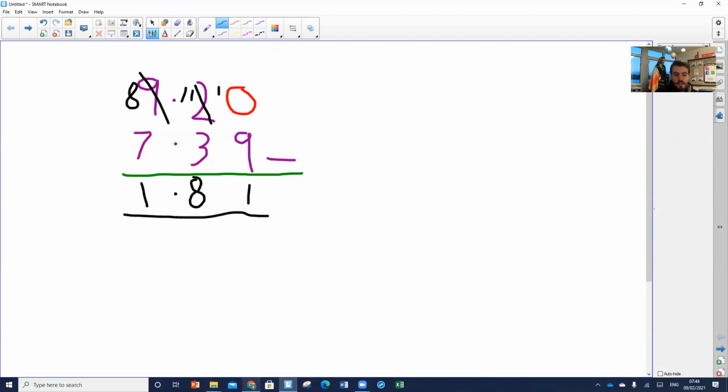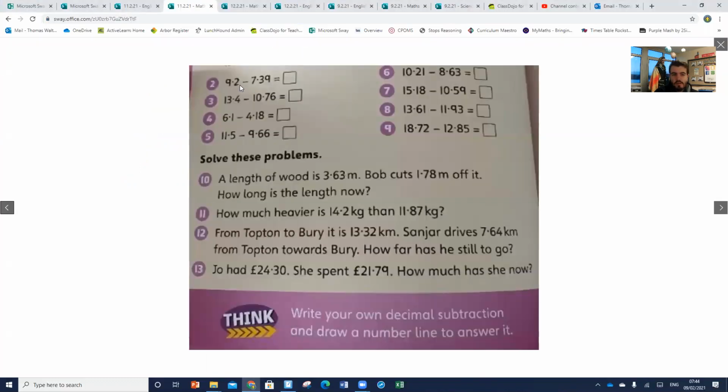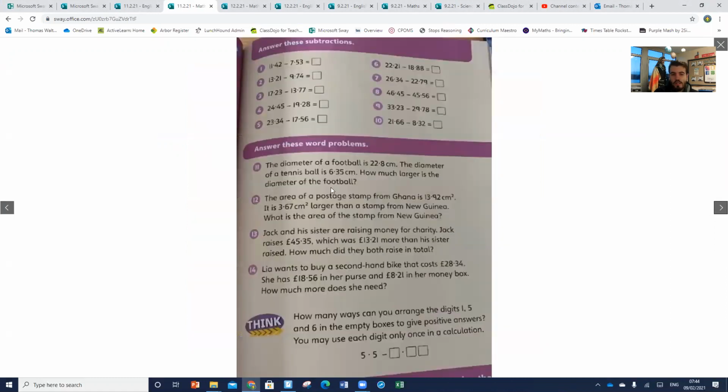Okay? So today you're having to go at those questions, making sure you add in those zeros onto the end of the one decimal point numbers, and then having a go at the challenge as well if you can.